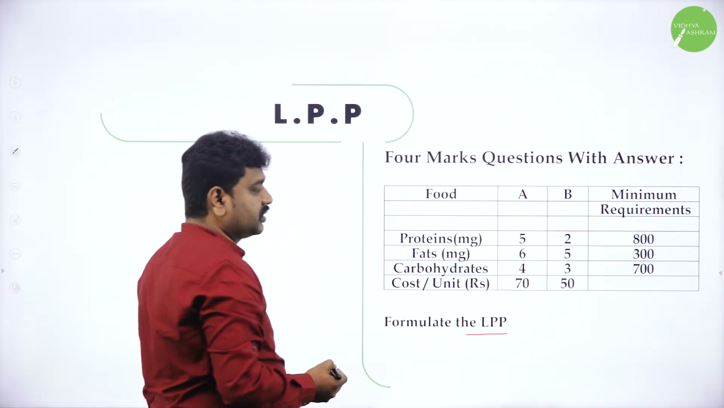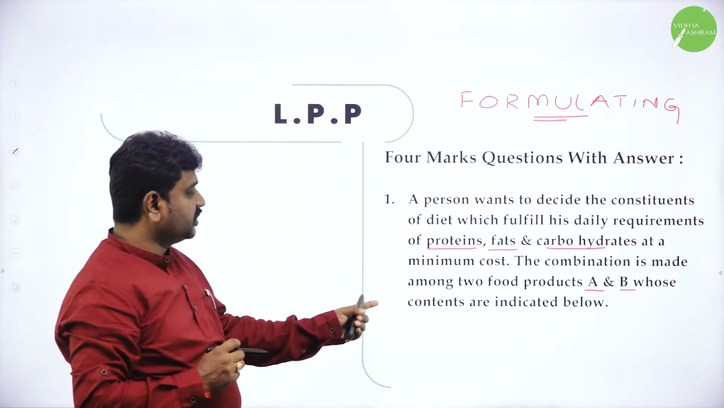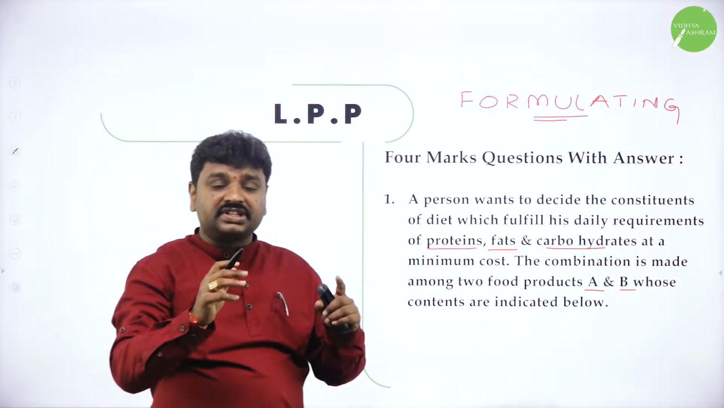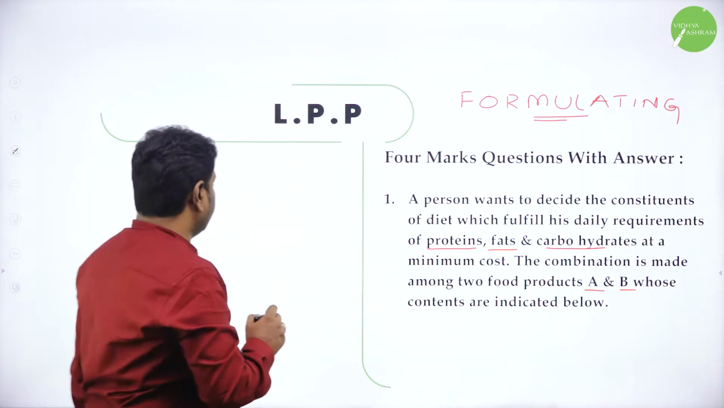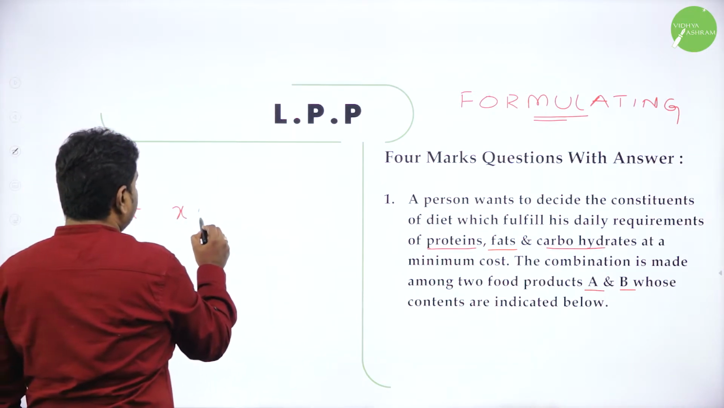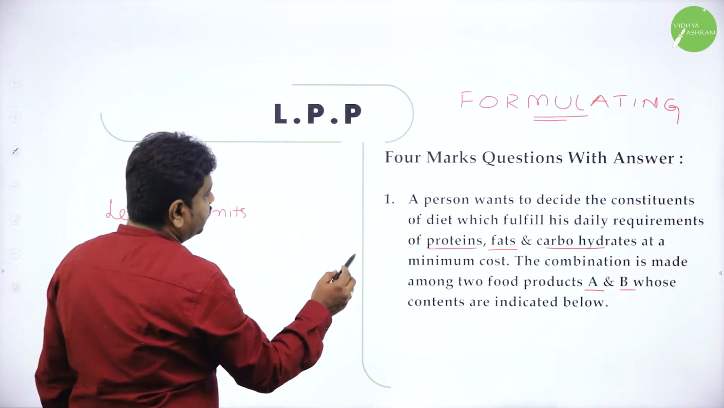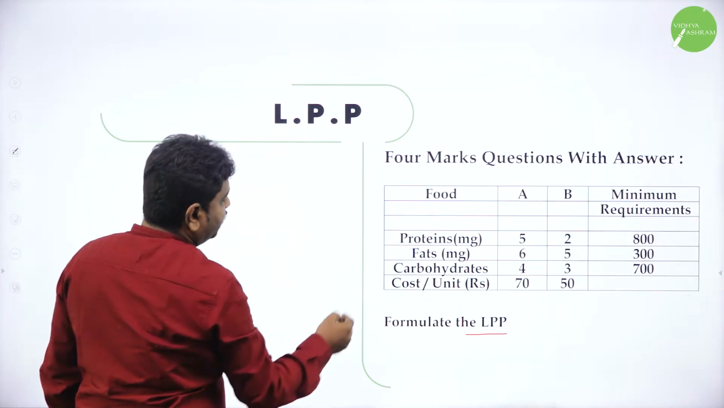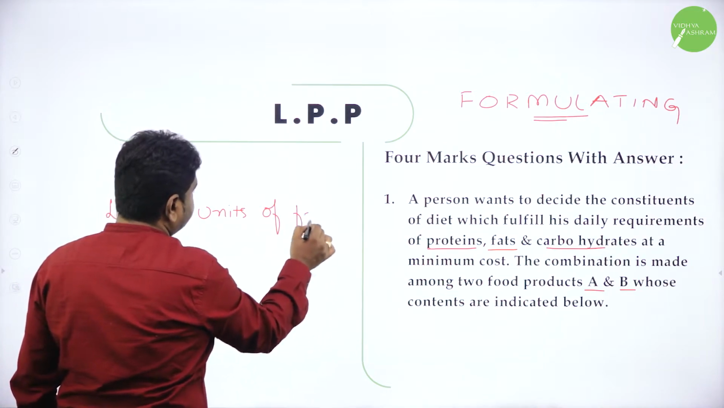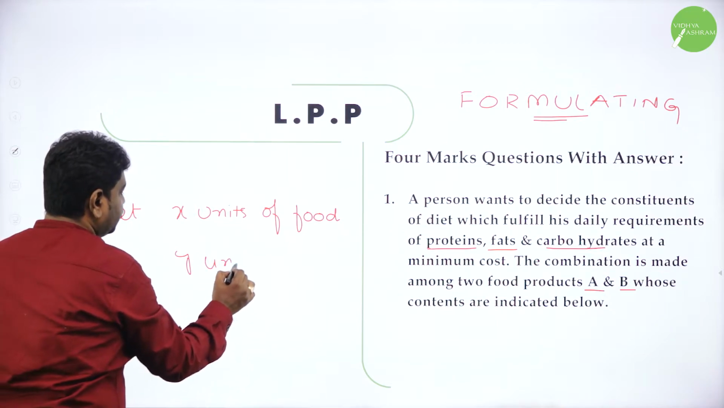Linear programming. See, first step is what is unknown. Here when you read the question, they want you to mix food A and food B, so that you'll reach the minimum requirement. So that's why first we should assume let X units of food A, and Y units of food B are mixed. This is our assumption.